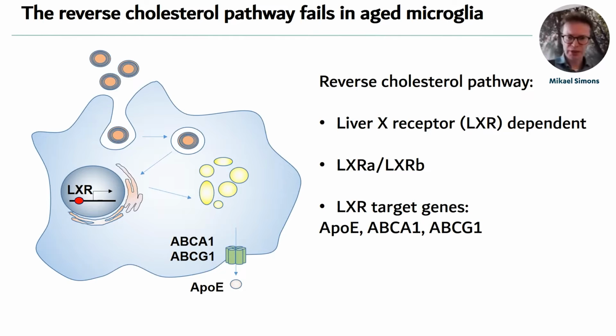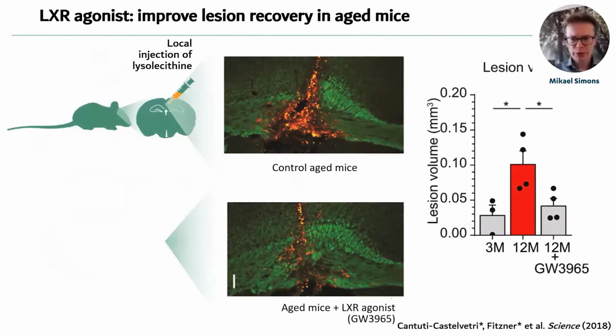transporters from the surface. Now, what we found is that these LXR target genes were insufficiently activated in microglia in aged mice. When we used LXR agonists to improve the response of the LXR transcription factors, we could fully rescue lesions of aged mice. Here you see the lesion volume in young mice at 3 months of age, and in aged mice, you see the poor recovery of the lesions. However, when we add the LXR agonist in these aged mice, we can fully rescue the repair process.